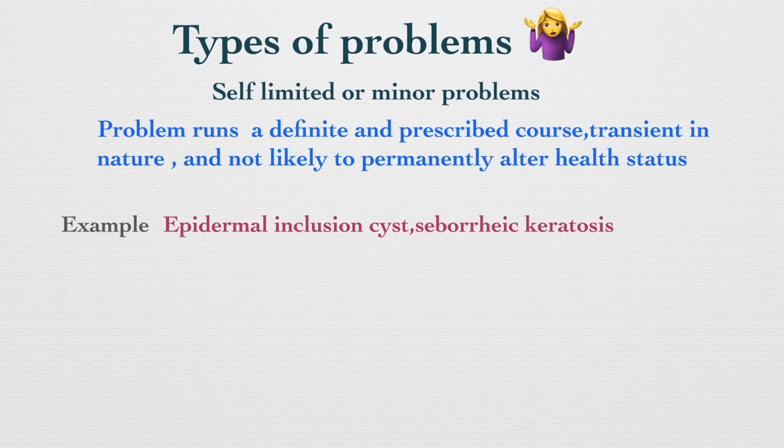Next is self-limited or minor problems. Problems that run a definite and prescribed course, which is transient in nature and not likely to permanently alter health status. For example, epidermal inclusion cyst and seborrheic keratosis.